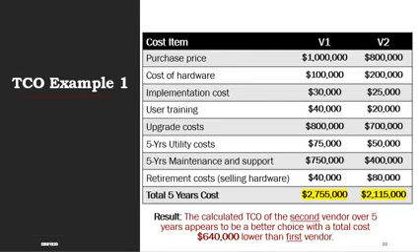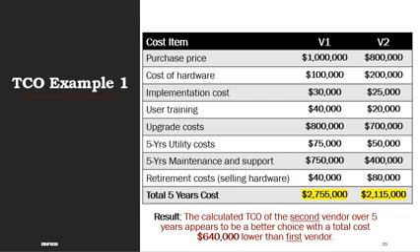As you see in this table, the purchase price for vendor 1 is $1 million, and for V2, or vendor 2, is $800,000. And so is the cost of hardware, implementation cost, the user training, upgrade cost, the utility cost and maintenance, and finally the retirement cost.